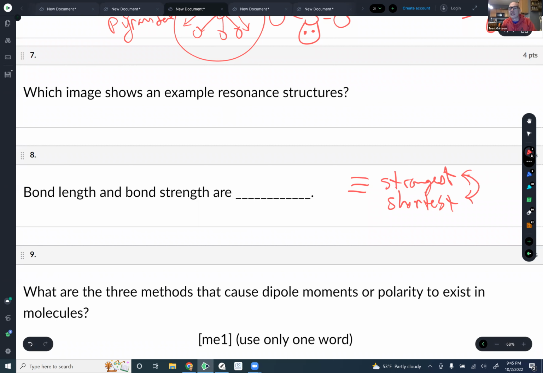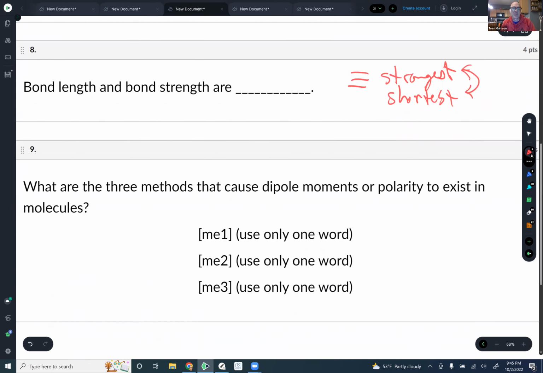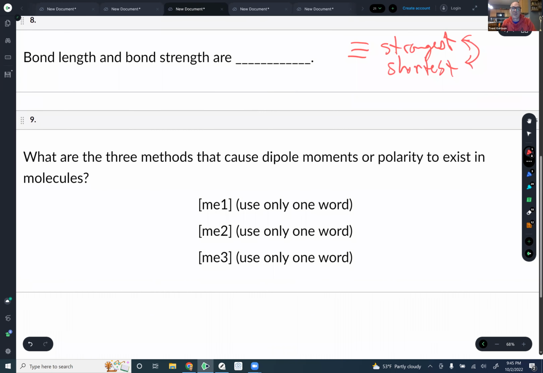Okay, and then finally, number 9 on this page here, three words to describe how bonds can exist. That would be size, shape, or bond is what I was looking for. Electronegativity was fine. Something along with ionic character would have also been fine.